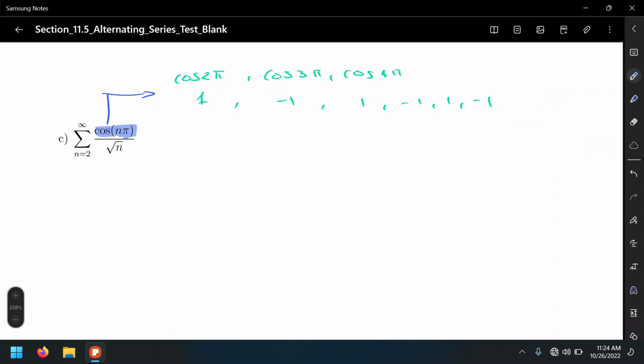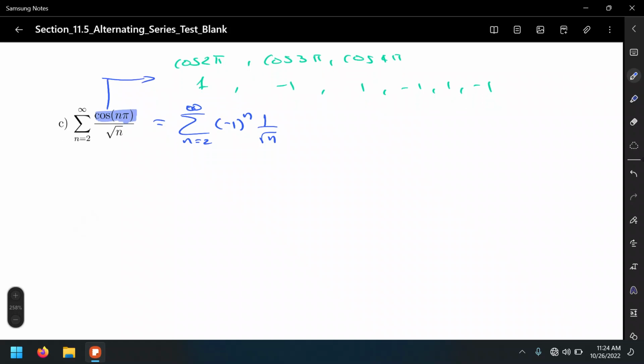So let's rewrite this series, n equals 2 to infinity. And let's see if negative 1 to the n works. Starting at n equals 2, what is negative 1 to the second power? Is that positive 1? Yes, so we don't need to add a +1 or -1 in the exponent of -1, all right? So we're good to go with the alternating series test.